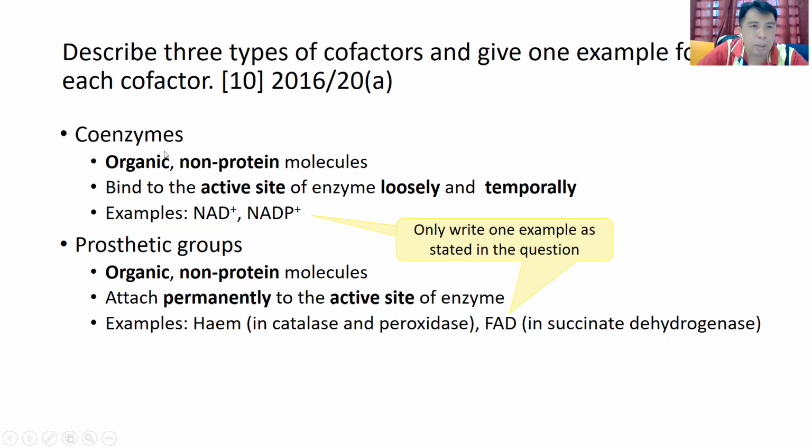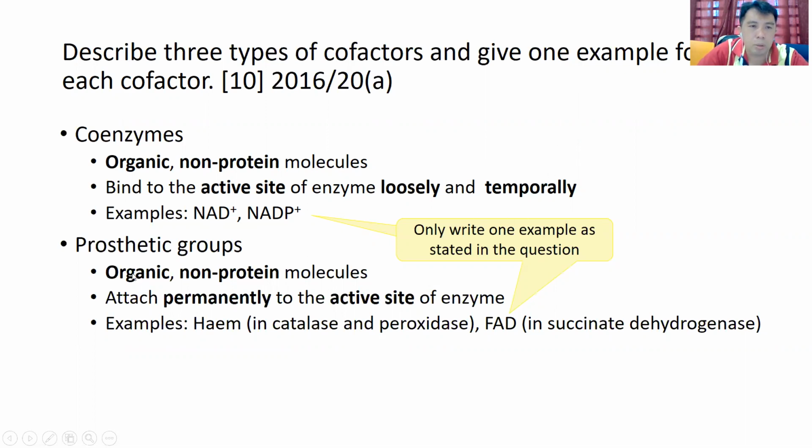Okay, for the coenzyme, you need to describe what a coenzyme is. It's an organic non-protein molecule. Okay, organic non-protein. They bind to the active site of the enzyme loosely and temporarily. This is a coenzyme. So examples are oxidized NAD, oxidized NADP. Since they say give one example, you must only write one example.